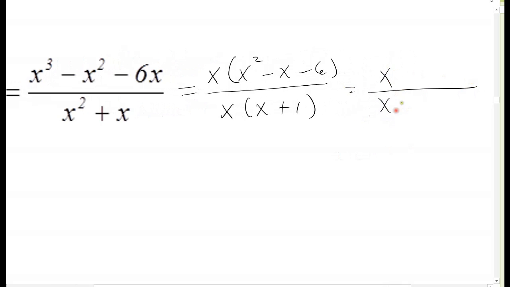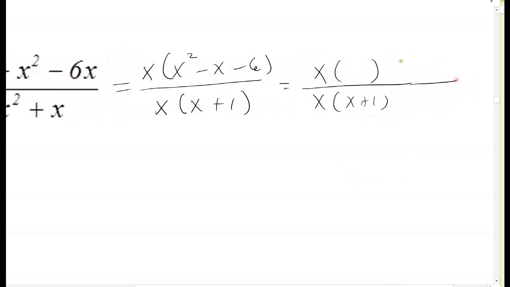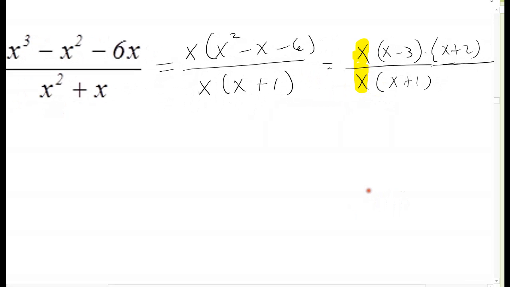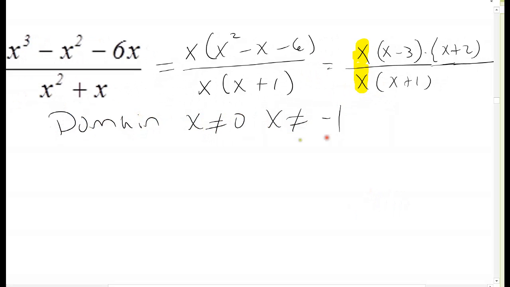So I've got x plus 1, and then that factors into x minus 3, x plus 2, right? Factors of negative 6 that add up to negative 1. So there is one common factor, and that's the x. And that's it. That's the only common factor. And so the domain, first, before I do any reducing: x cannot be 0 and x cannot be negative 1.